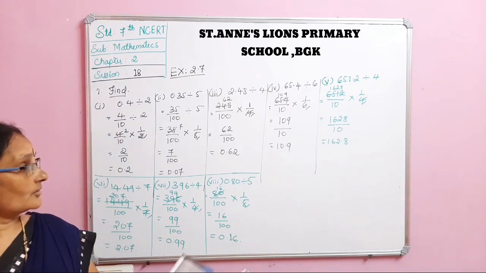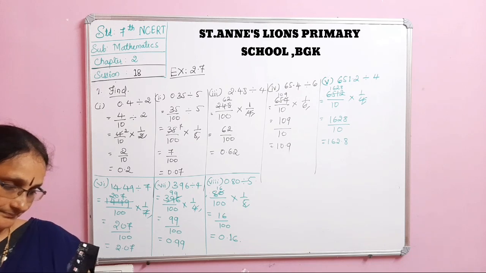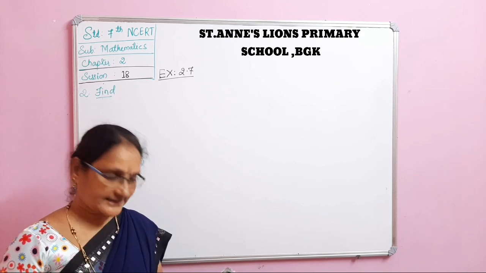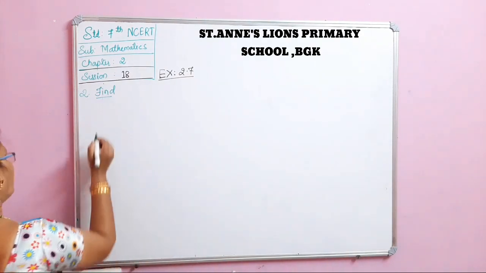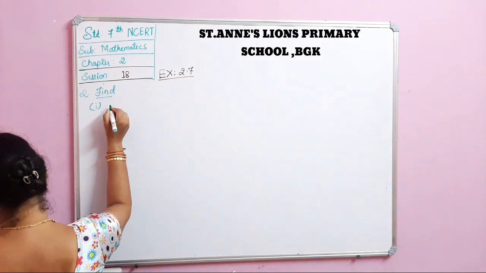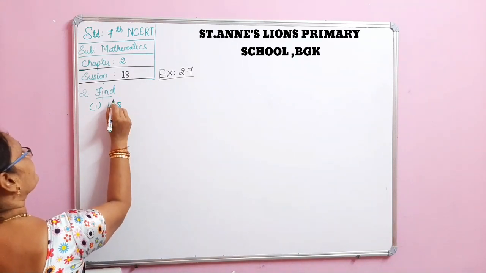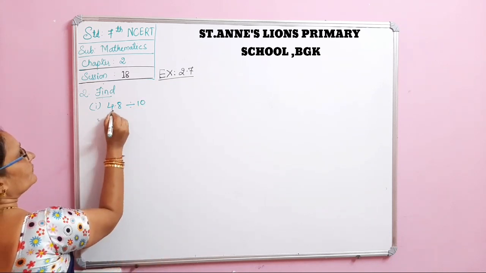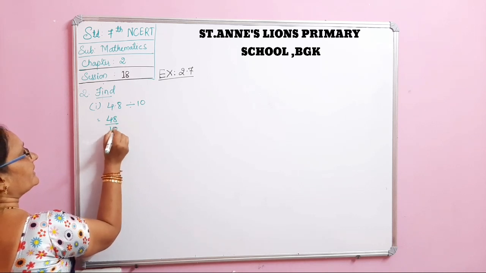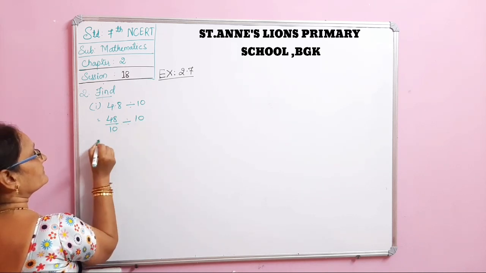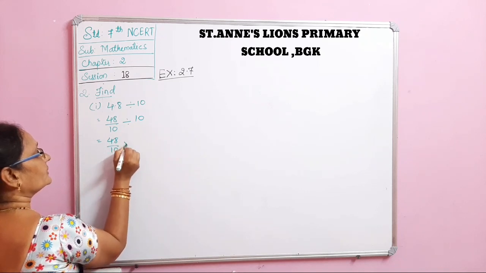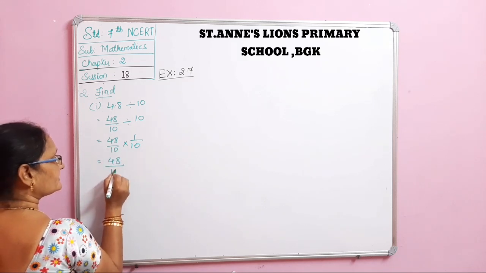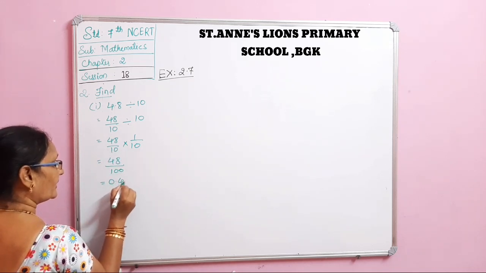Okay. Next, copy this one. I'll do the second main. Now the second main, find, in that first one, 4.8 divided by 10. Now 4.8 can be written as 48 by 10 divided by 10. So 48 by 10 into 1 by 10. So 48 by 10 into 10 is 100. This is nothing but 0.48.